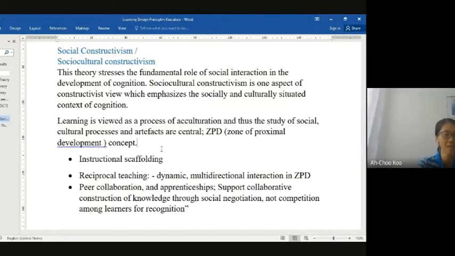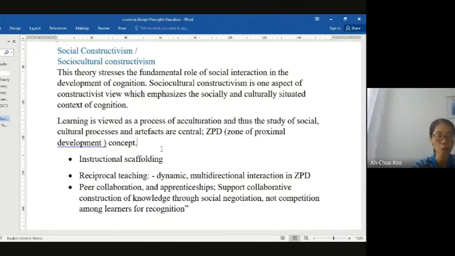Nowadays we have ICT tools. So all these tools can be used to nudge, to assist learners, to push them a bit higher, to reach certain knowledge or certain skills that they could not do previously, but they can do now. That is his idea.